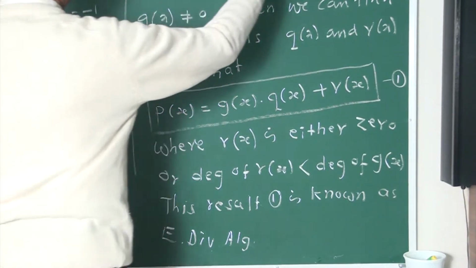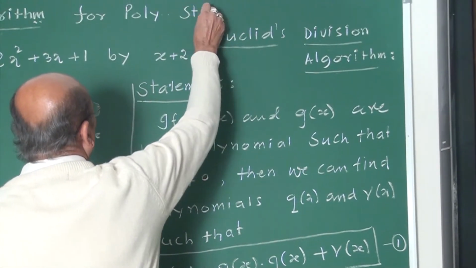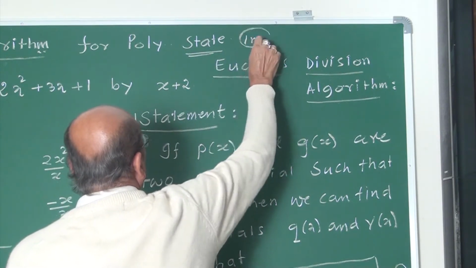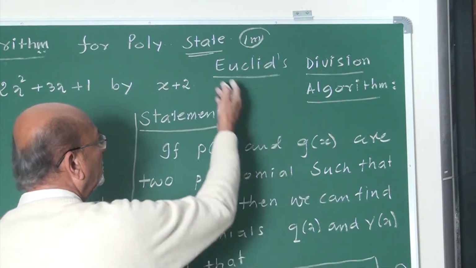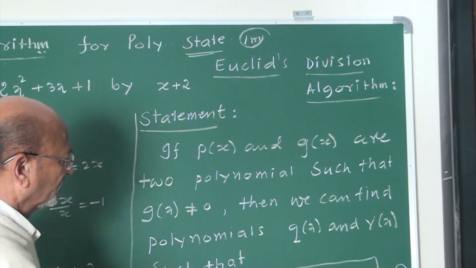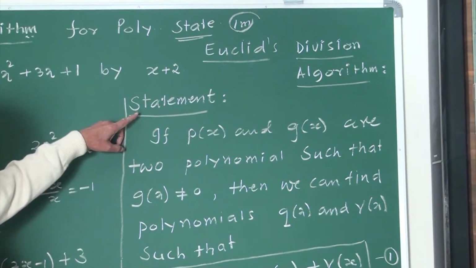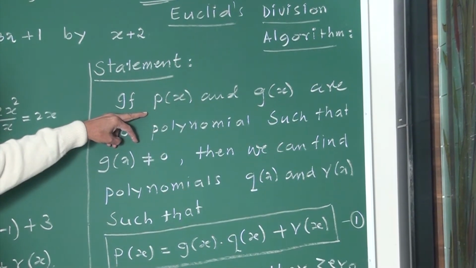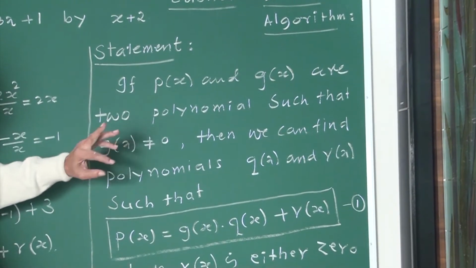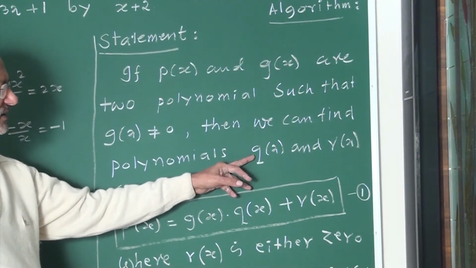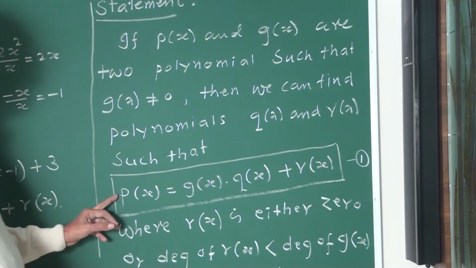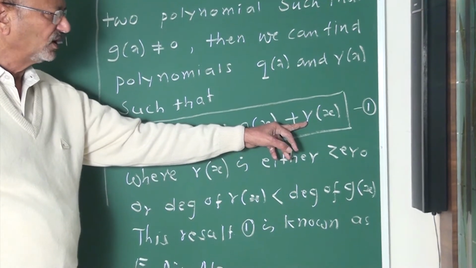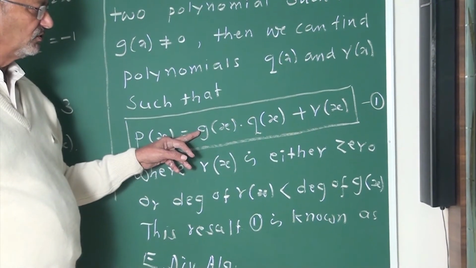You may get a one-mark question: state Euclid's division algorithm, or simply state the division algorithm. I'll repeat once again. What is the statement of this division algorithm? If p(x) and g(x) are two polynomials such that g(x) is not zero, then we can find another two polynomials, q(x) and r(x), such that p(x) equals g(x) into q(x) plus r(x), where r(x) is either zero, otherwise its degree must be less than the degree of polynomial g(x).